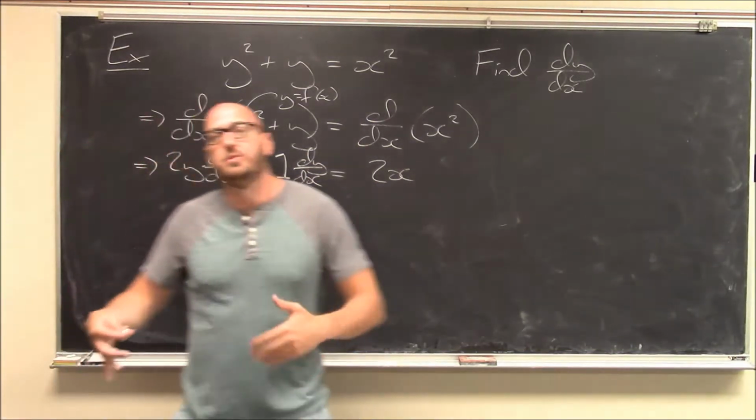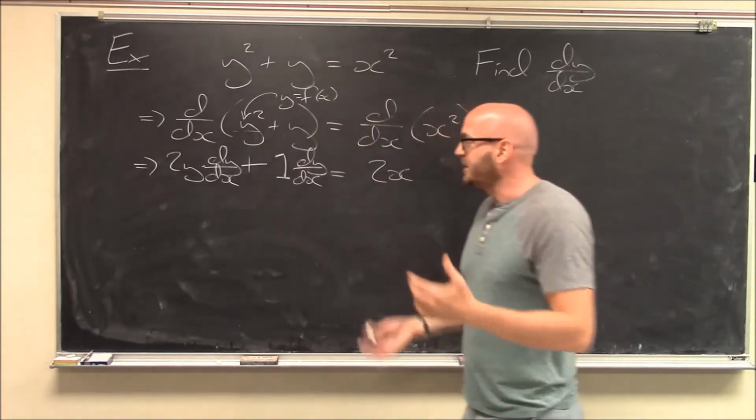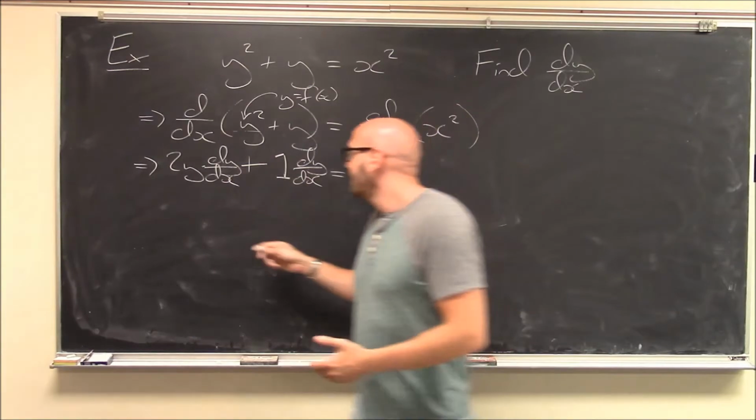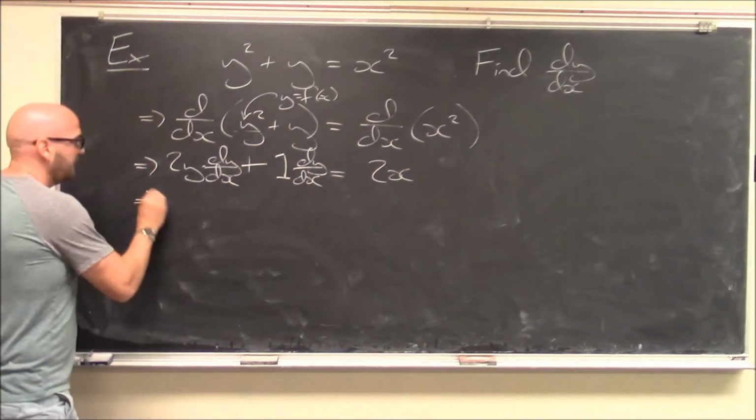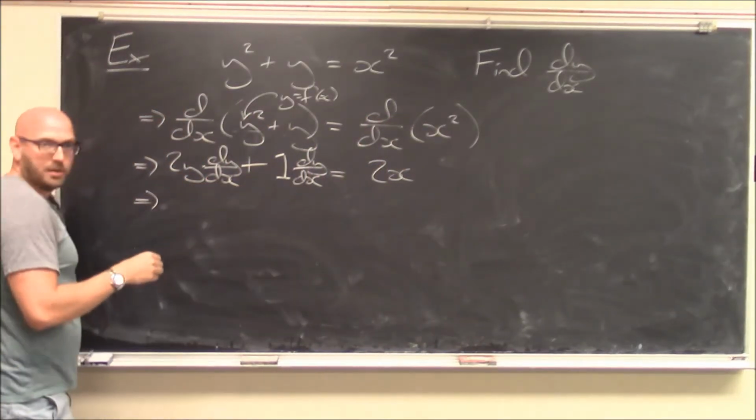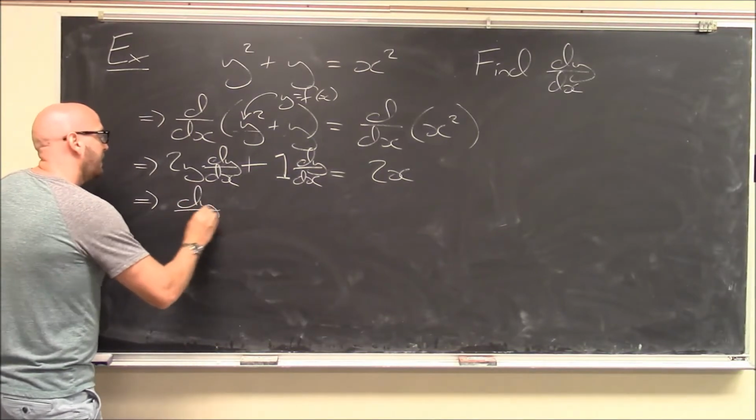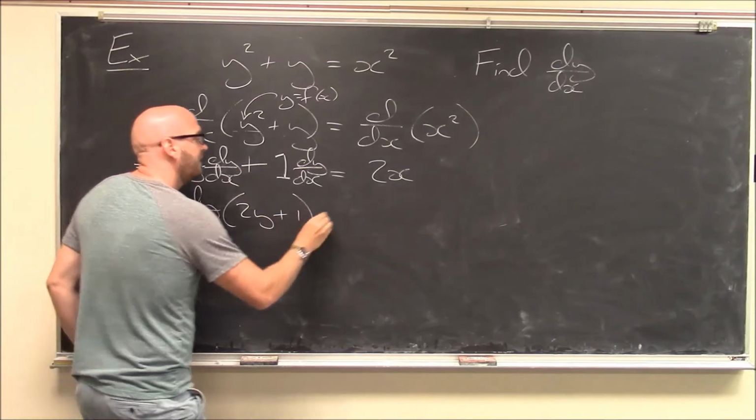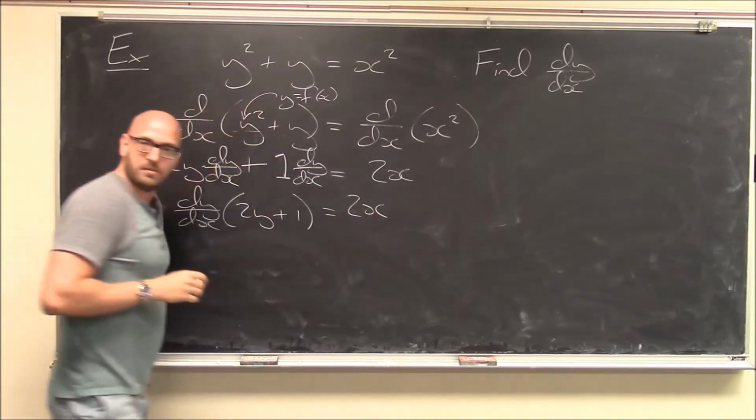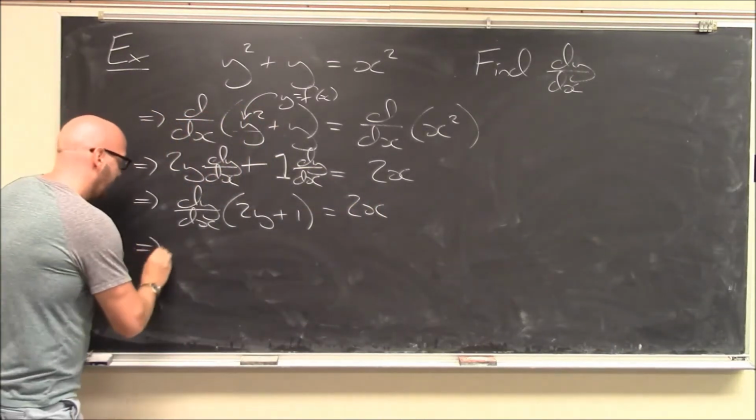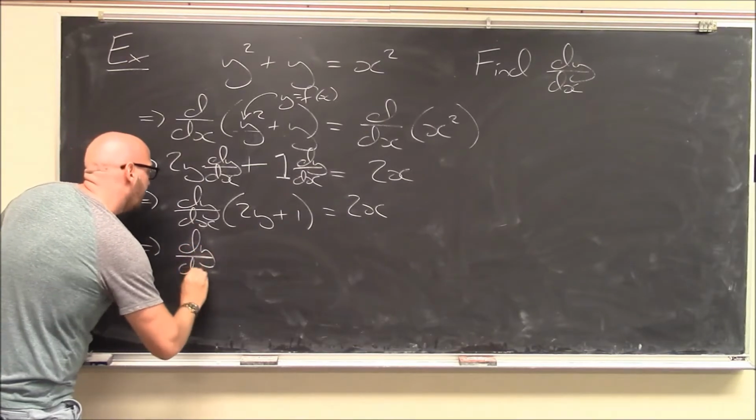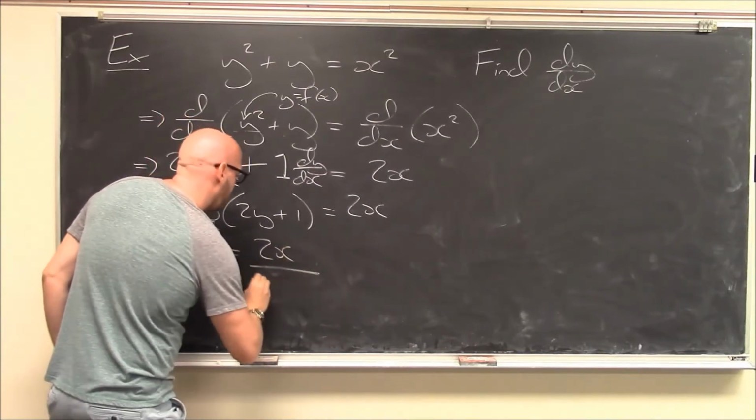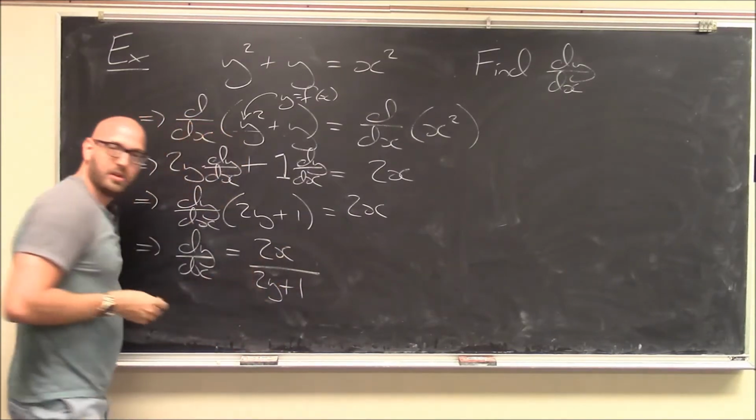I've differentiated both sides with respect to x now. I'm done with differentiating. How do I find dy dx? Well, I need to isolate it. So how do I isolate it here? I've got dy dx common to both terms, so we'll factor it out. dy over dx times (2y plus 1) is equal to 2x. And that means my derivative, dy over dx, is equal to 2x over (2y plus 1).